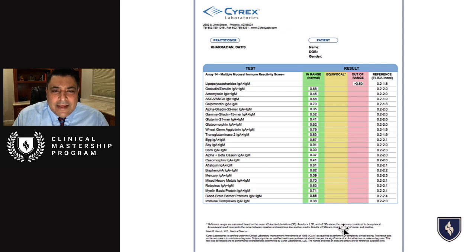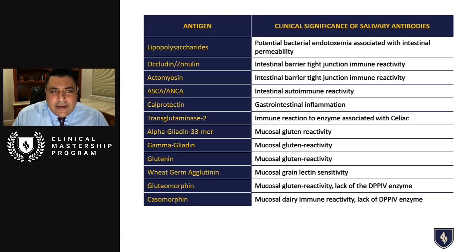And they list that underneath here on all the reports to really explain what those are. But any immunological antibody, even 1 standard deviation above the mean, is clinically positive. That's why they have this equivocal range. Okay. Now, if you see occludin or actomyosin antibodies, then you know that they have intestinal permeability.